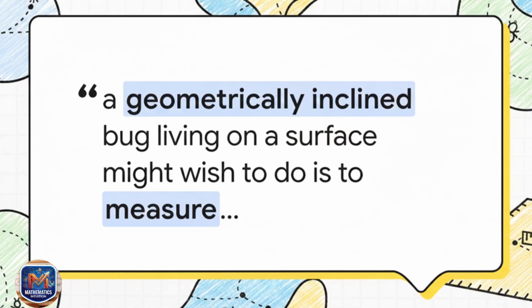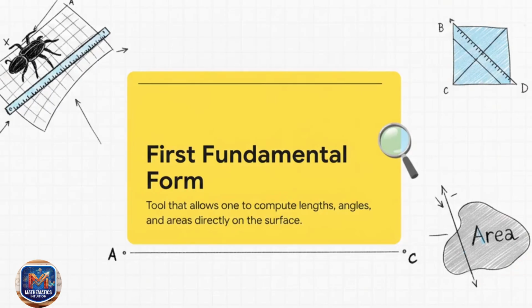The very first thing this bug is going to want to do is figure out how to measure the distance between 2 points. But taking a straight line through 3D space just isn't an option. That would mean digging through the surface or flying above it, which the bug obviously can't do. It has to measure distance by actually walking along the curve of the surface itself. So the really crucial question is, how does it actually make that measurement?